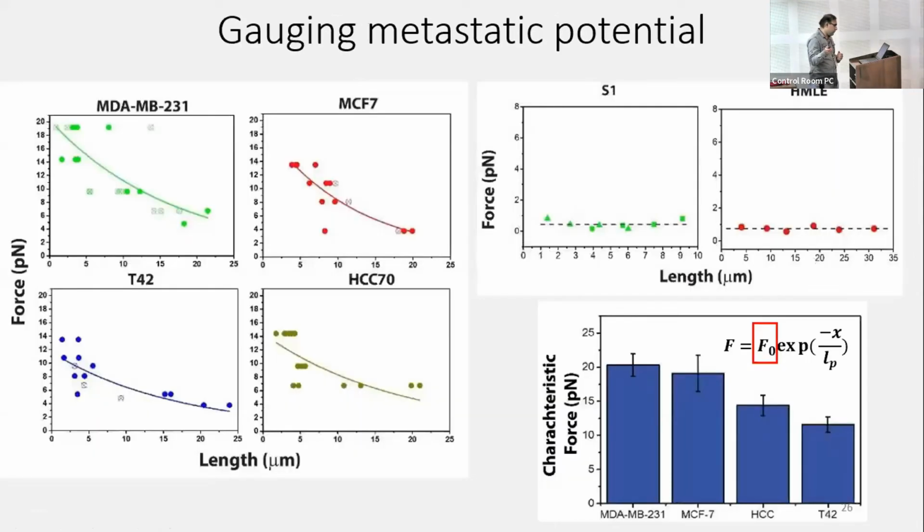The other application is that we can gauge the metastatic potential. The cell lines that we use have different metastatic potential. 231 and MCF7 are supposed to be very aggressive cancers, and you can see that the force needed to overcome this adhesion and move is much higher than the force needed by these two. These are rather tame cancer versions. And then we have normal cells where there is no adhesion, and therefore the force is calculated from the velocity.